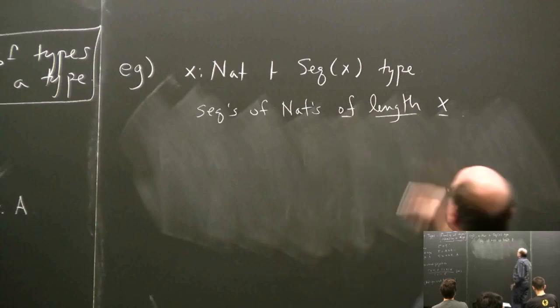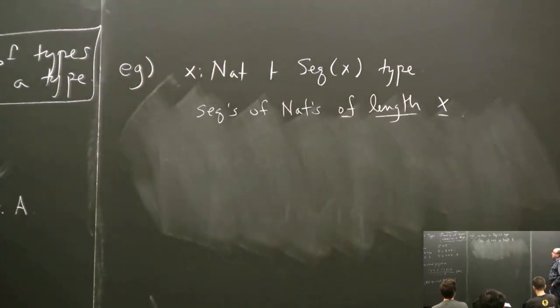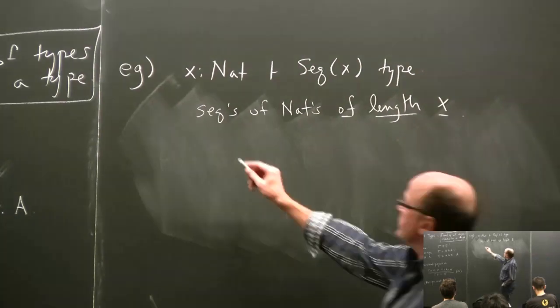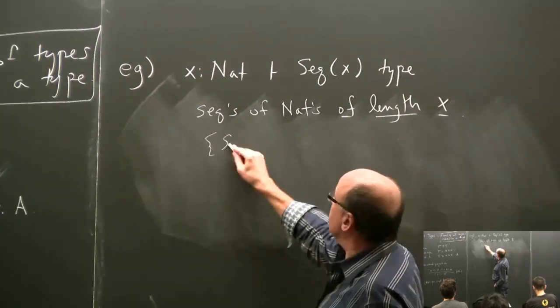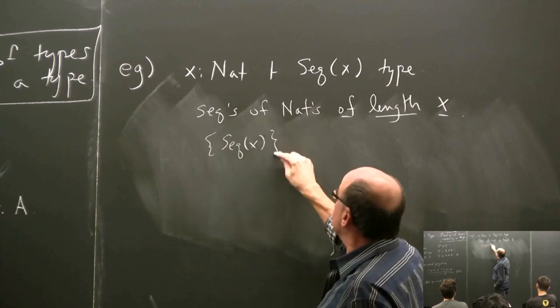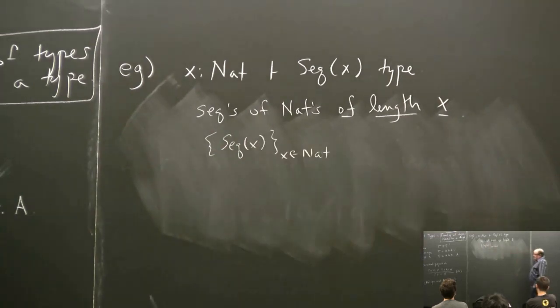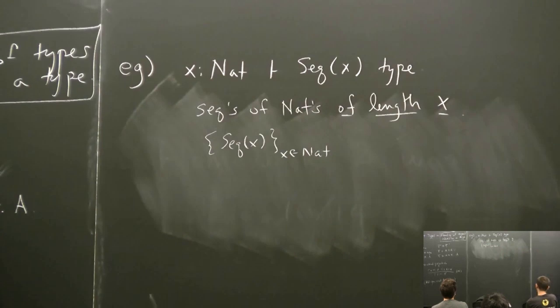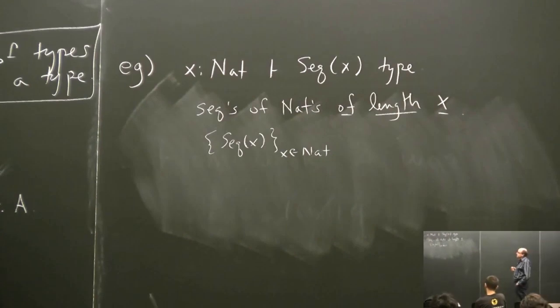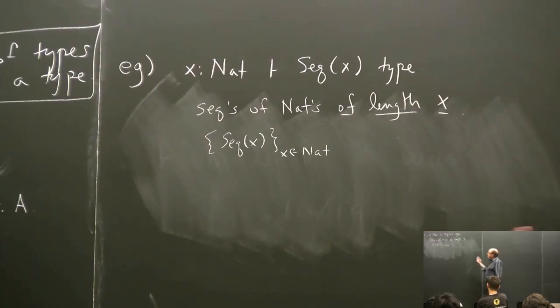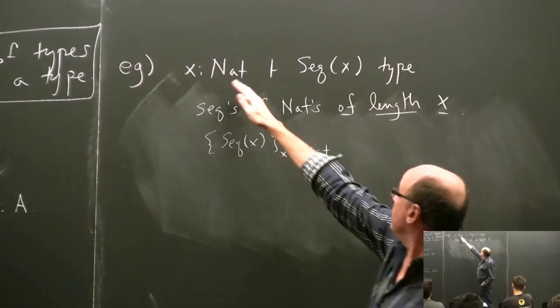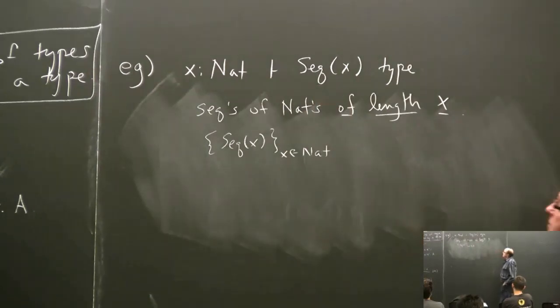Okay. And this is a perfectly good example of a family of types. In other notational systems, people would write this something like this. They would say the family of types seq of x, x is in nat. That's like the notation you'd often see in textbooks, using a more set-theoretic looking notation. So the point is, it's just the family of types that for every x in nat, I give you back a type, which is that.